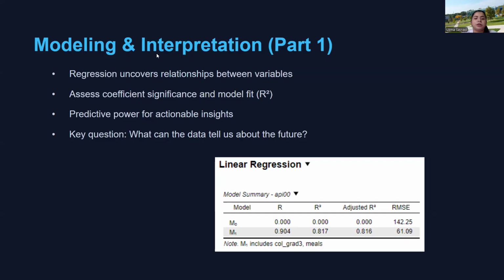Modeling and interpretation. To further understand this relationship, a regression model was created using JASP. This model predicts academic performance using parent education level and socioeconomic status. The model explains about 82% of the variation in academic performance, which means it fits the data very well.